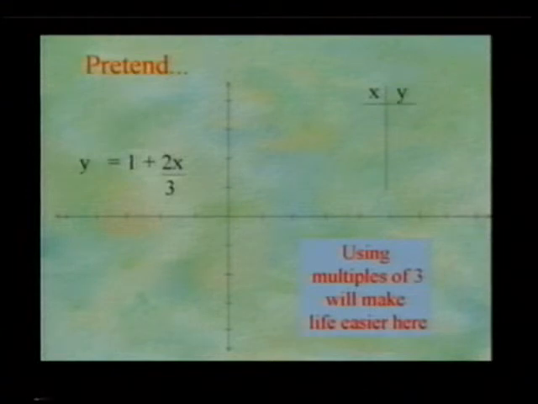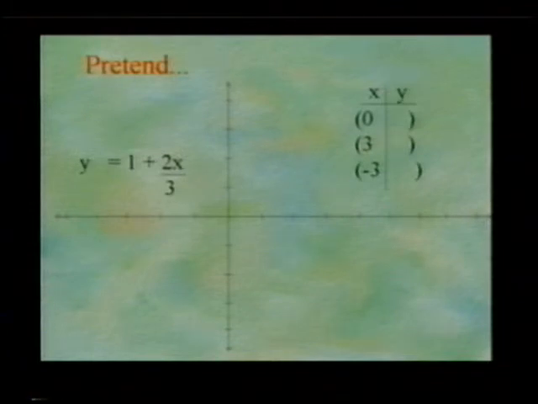I'm going to put in, no, not 0, 1, and 2. I'm going to put in multiples of 3, so that way that fraction will unfractionize, if you would. Okay, 0, 3, and in this case, negative 3. You could have put in a 6 as well.